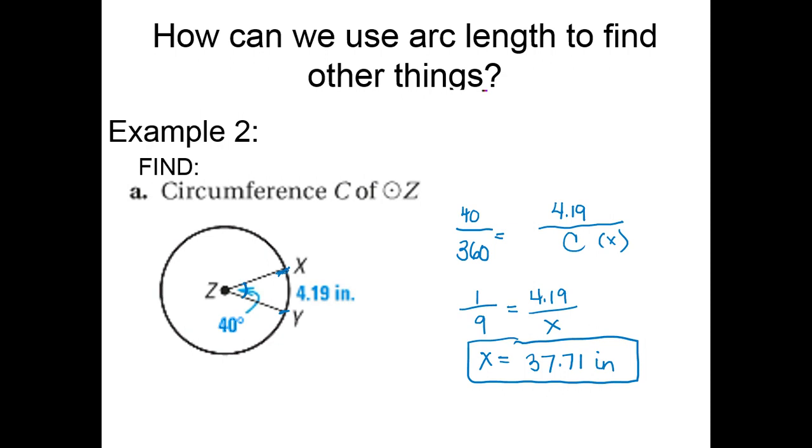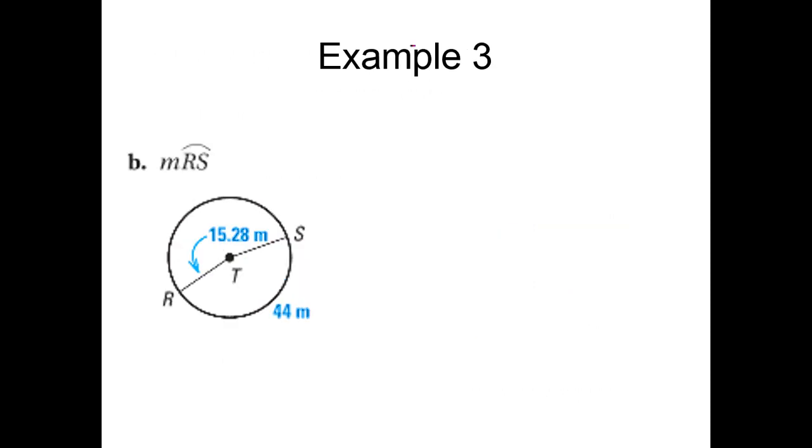Now we could even go on to find the radius if we wanted to by setting it up for C equals 2 pi r. So there's lots of things that we can do with this formula. Okay, let's do another example. Let's find the measure. So here we're looking for the degree, because if it says measure, we're looking for degree of RS.